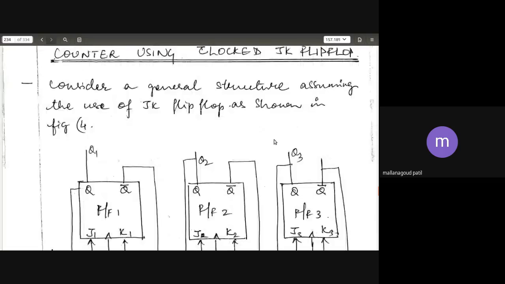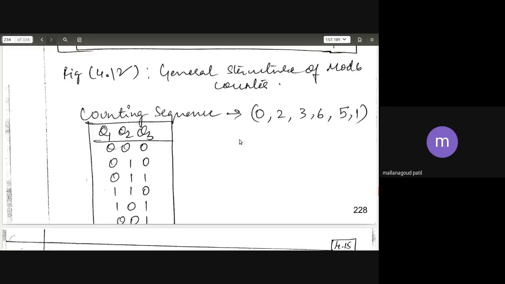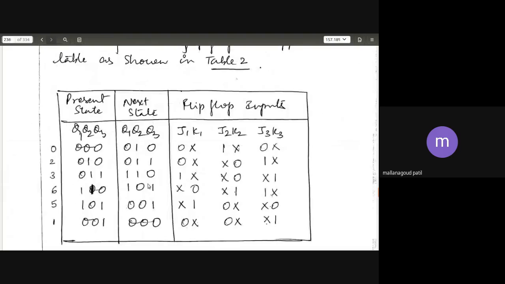Just come here and see this one. 0 to 2, 2 to 3, 3 to 6, 6 to 5, 5 to 1. Once again 1 to 0. This is reverse, because this is continuation, from 1 to 0. Like that you have to write for present and next state. Any problem? See, in the problem statement only it is there. Present state you have to write, and next state you have to write from next only.